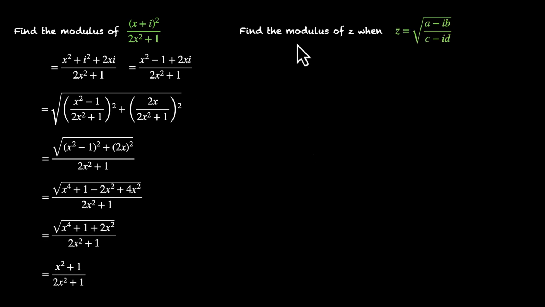One last problem. Find the mod of z when z bar, the conjugate of z, is given as the square root of (a − ib)/(c − id). Pause the video, try this out.